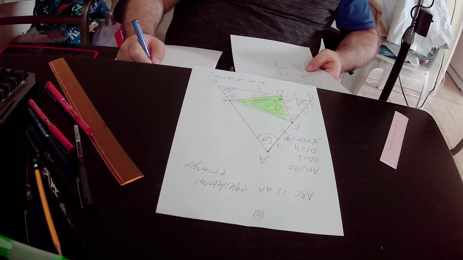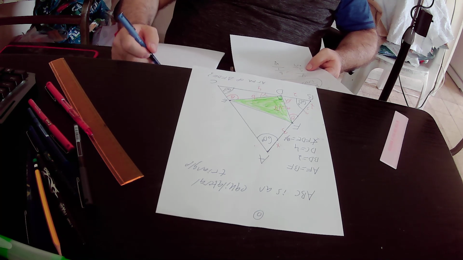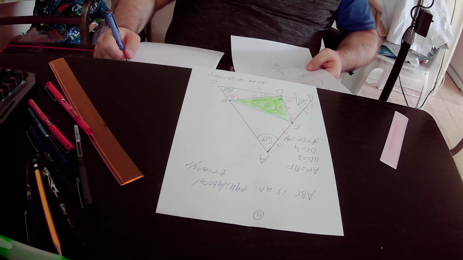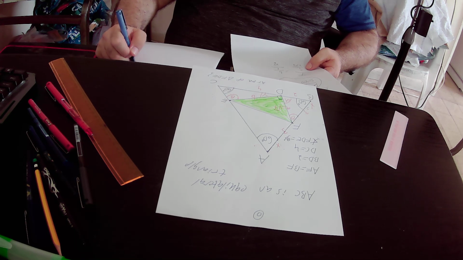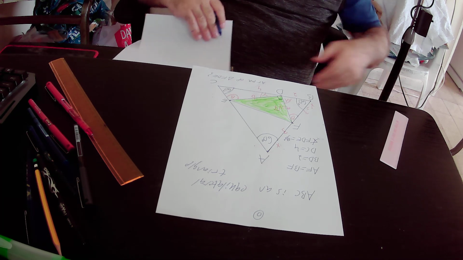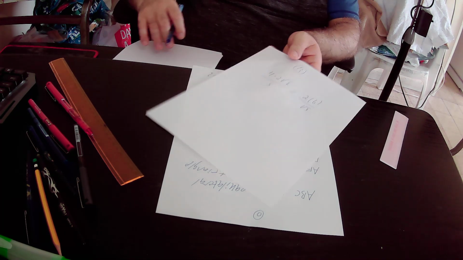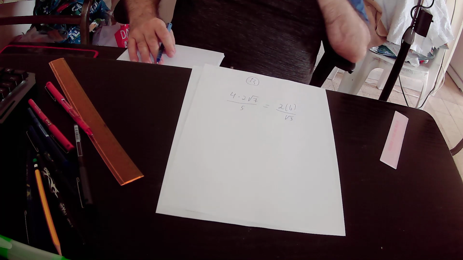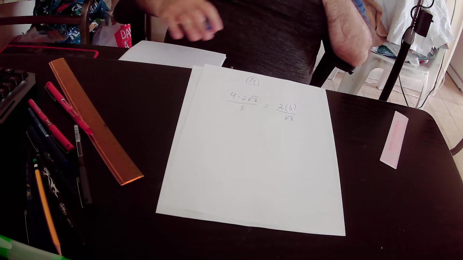four times 2 times root 7 over 5 equals 2 times B over root 3. Okay, after we did the simple arithmetic, we got this expression.